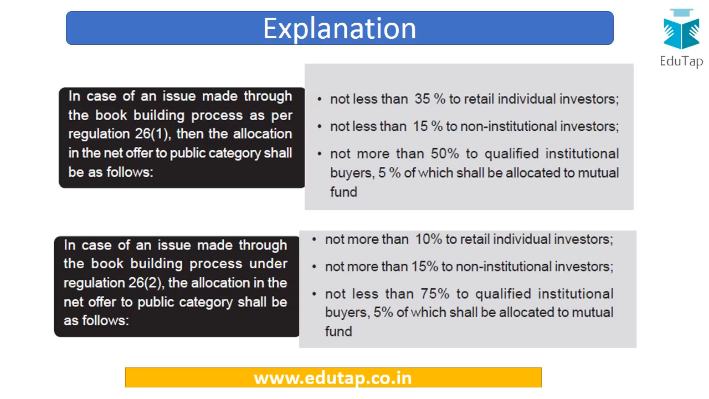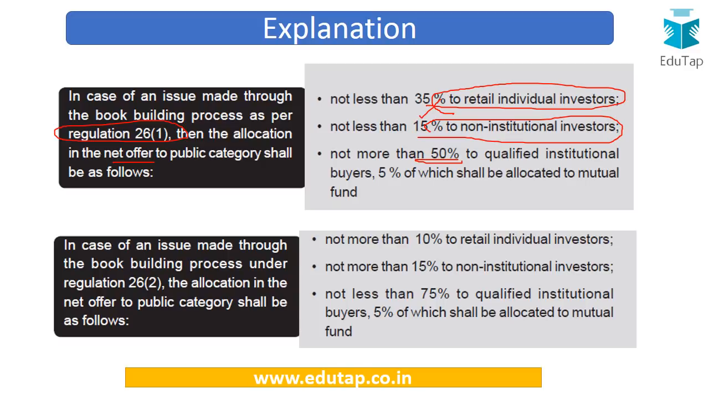Now in the case of an issue made through the book building process as per regulation 26(1), if the company was able to comply with all the conditions specified in regulation 26(1), then the allocation in the net offer to the public category shall be at least 35% to retail individual investors. So retail individual investors can get up to 35%, and non-institutional investors are going to get not less than 15%. These are the intermediate categories, and for qualified institutional buyers, we can issue not more than 50%. So this is the maximum limit for the companies who have complied with regulation 26(1).